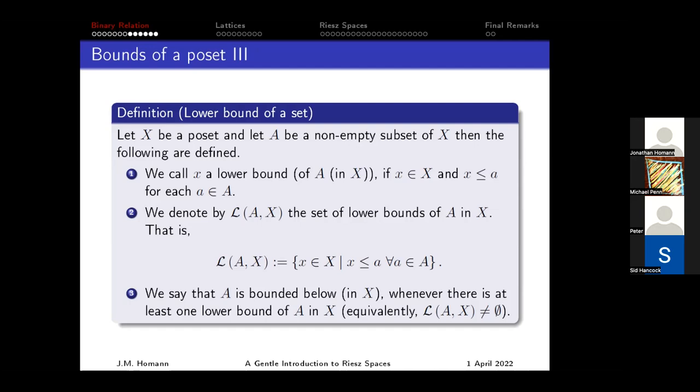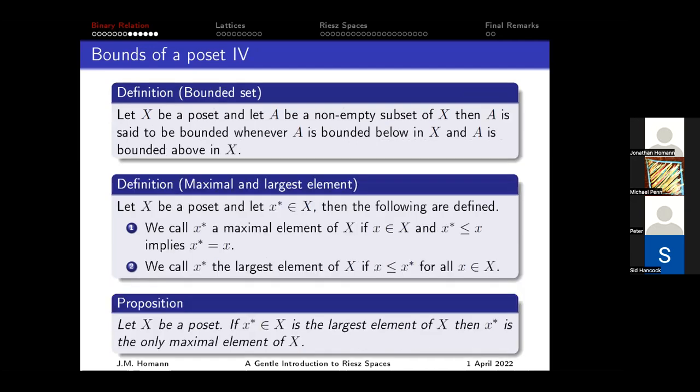Perhaps I should have chosen some different notation there to make it easier to talk. But anyway, we now say that A is bounded below in X whenever there's at least one lower bound of A in X. And this is equivalent to saying the set of lower bounds of A in X is non-empty. Then putting the two together, if X is a poset and A is a non-empty subset of X, then A is bounded whenever A is bounded below and A is bounded above.